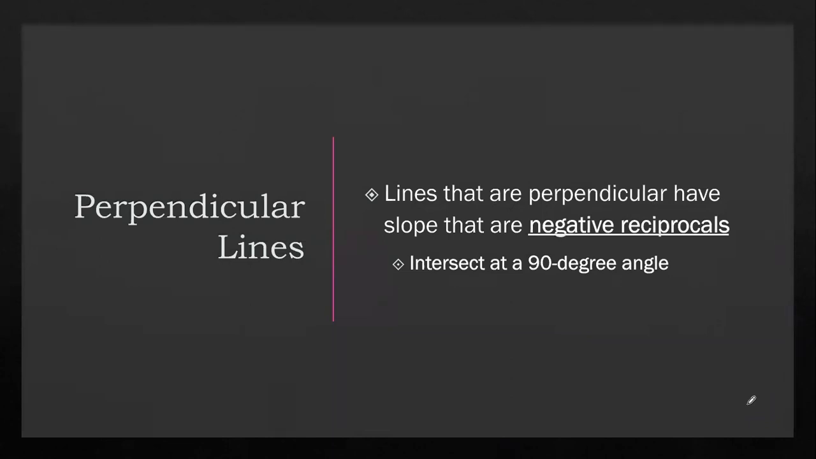One thing about perpendicular lines is that they intersect at a 90-degree angle. You cannot assume that lines are perpendicular. They would have to have slopes that are negative reciprocals.